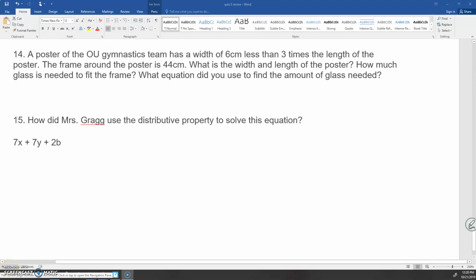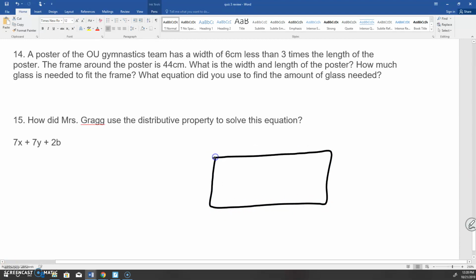So for 14, it says, a poster of the OU gymnastics team has a width of 6 centimeters less than 3 times the length. There's that less than. Where's it going to go? 6 centimeters less than 3 times the length. Says the frame around the poster is 44 centimeters. So if I'm going all the way around, am I finding the perimeter or the area? Perimeter. That's adding all my sides up, right? So I know this side plus this side plus this side plus this side has to give me 44.